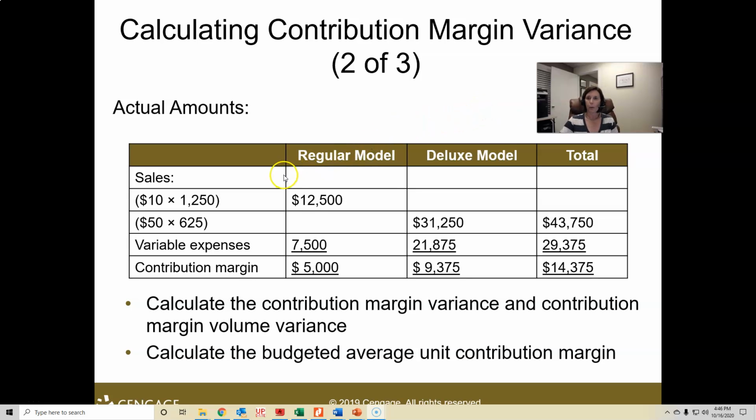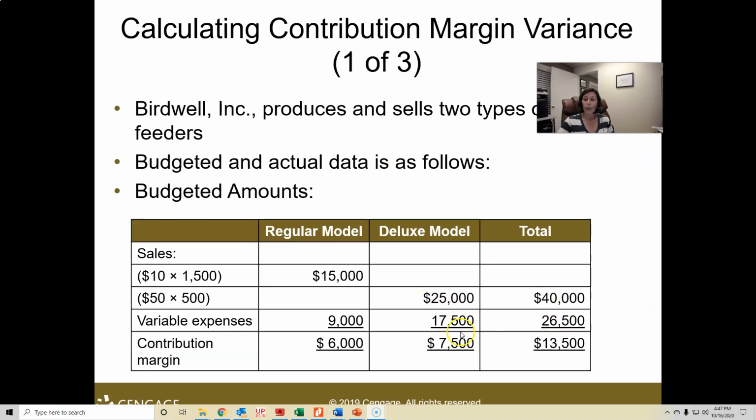Now, here we are with our actuals. So here's what we sold. We fell slightly short in terms of our regular models, but we excelled in terms of the deluxe models. So where does that leave us? Well, that gives us a $5,000 contribution margin on the regular, $93.75 on the deluxe, so a total of $14,375. And we'll just recap for a second to see where that compared us with the budgeted.